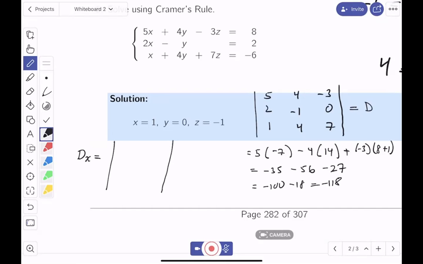All right, let's do Dx down now. And that's going to be 8, 2, minus 6, 4, minus 1, 4, minus 3, 0, and 7. Let's write this down now. So what do you get? You get 8. That's minus 7. Oops, that doesn't look like a minus 7, does it?